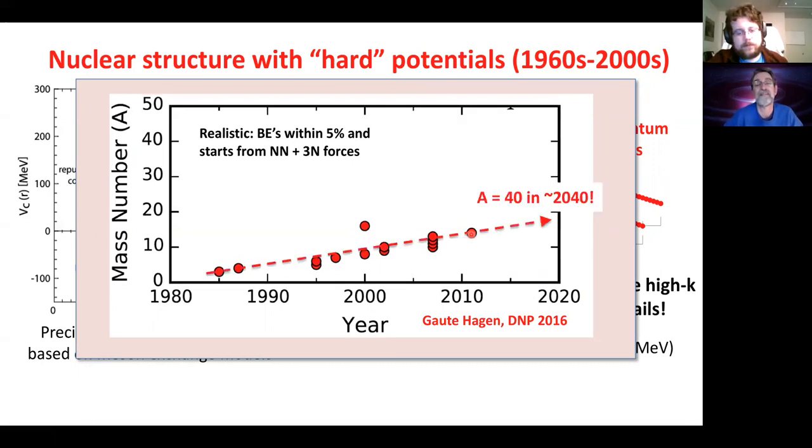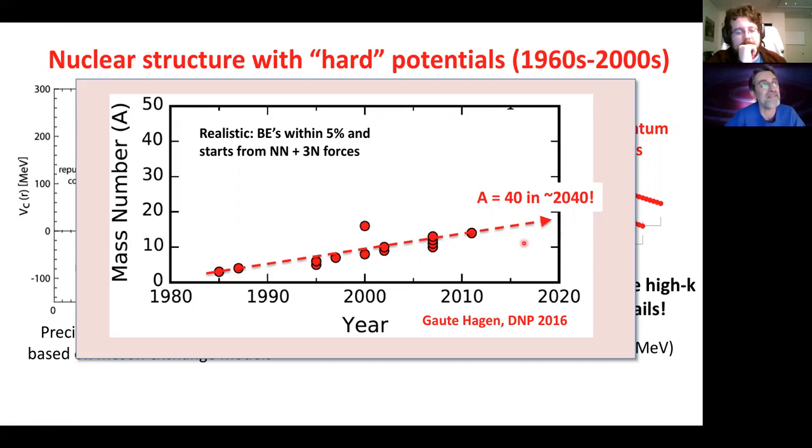So if one wanted to extrapolate, you can see there's basically a linear extrapolation. To get to calcium-40, which is still not a particularly big nucleus, it's a medium-sized nucleus, it would be another 20 years from now. So this was not so good.